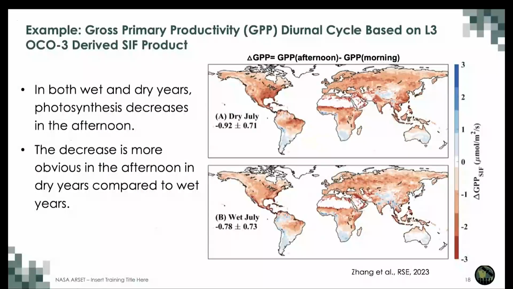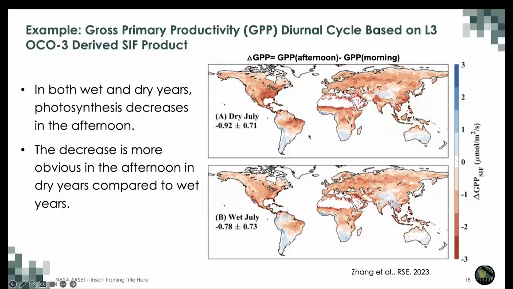This shows an example of how the level 3 diurnal SIF products can help us understand the diurnal cycles of GPP across the globe. The plot shows the difference between GPP in the afternoon and in the morning for July months. The top shows the dry July months, while the bottom shows the wet July months, and wet and dry are defined at each pixel.